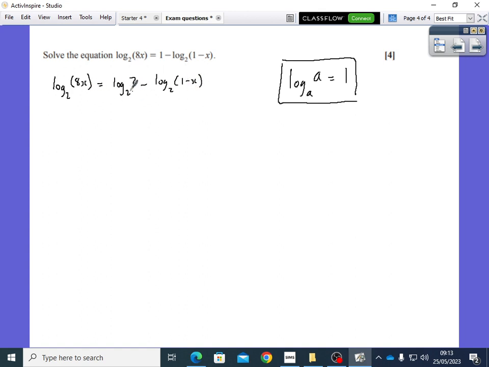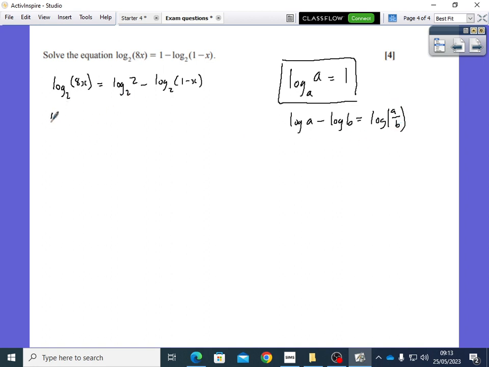Now the reason why I've done this is that we can use one of our other laws of logs, where when you're subtracting, you actually divide this number by this. So let me remind you that log a minus log b can be written as log a over b. You can put it together like that.